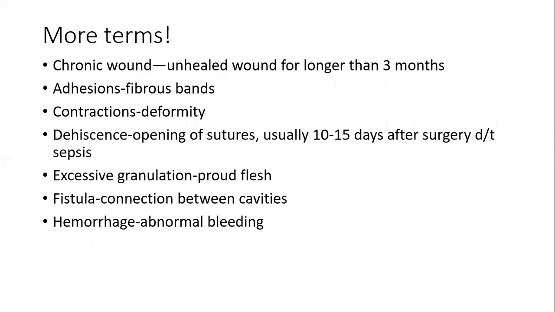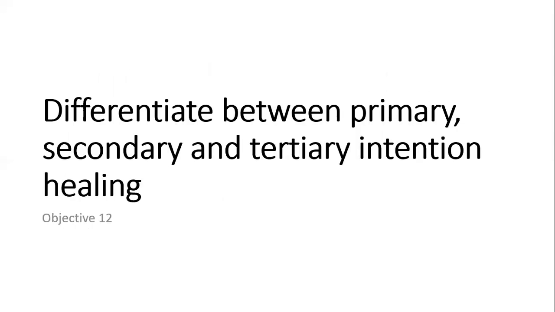So let's talk more about wounds. A chronic wound is one that lasts for longer than 3 months. We talked about adhesions already, which are fibrous bands that occur in a sort of maladaptive wound healing process. And contractions we talked about. Dehiscence is usually when a wound reopens. That's because the sutures break. Usually it happens about 5 to 15 days after surgery, and it's usually from an infection. Excessive granulation, we talked about that, and fistula, and hemorrhage is abnormal bleeding. So those are some terms.